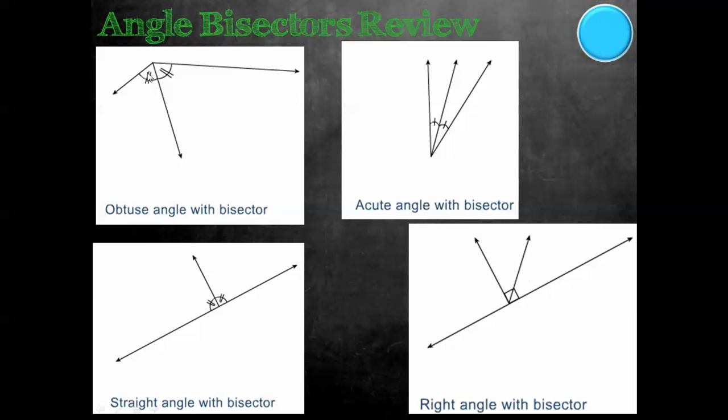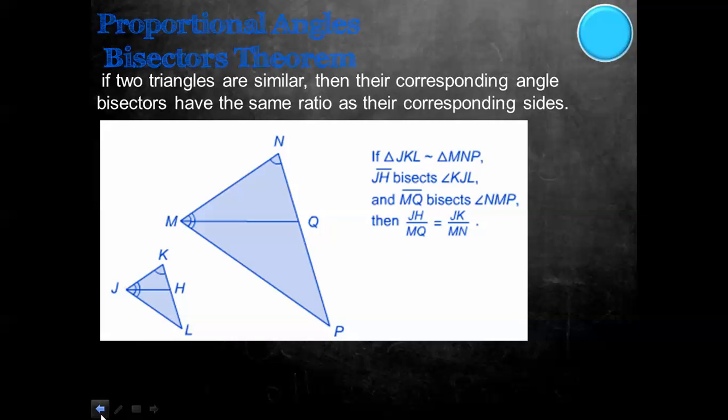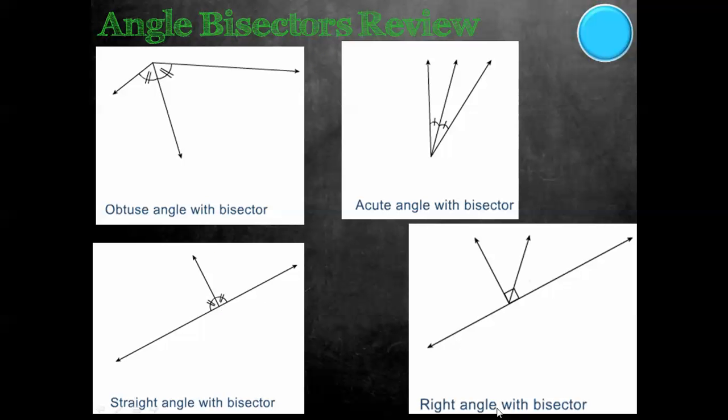That's an obtuse angle, right? Greater than 90. An acute angle bisector, right? A bisector bisects an angle that is less than 90. Here is a straight angle with a bisector. So remember, a straight angle is 180 degrees. And a right angle has 90 degrees, so the bisector divides that in half.